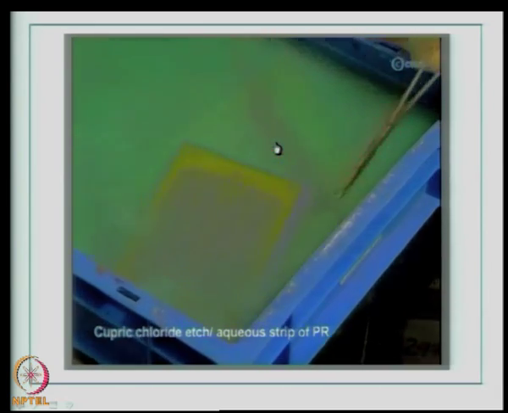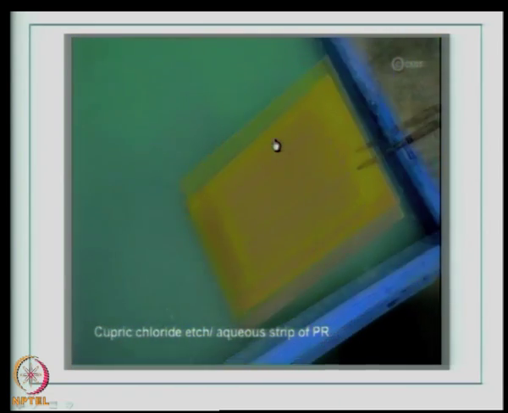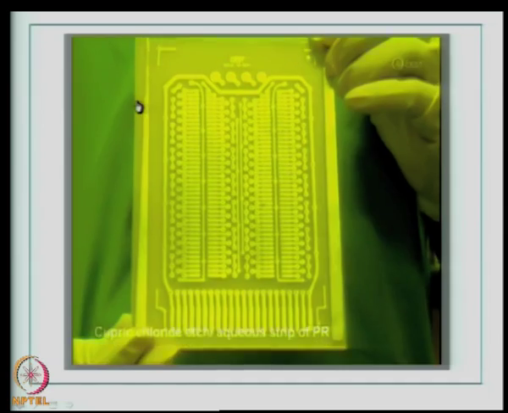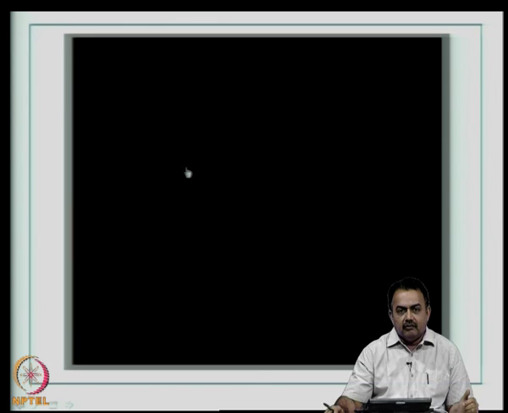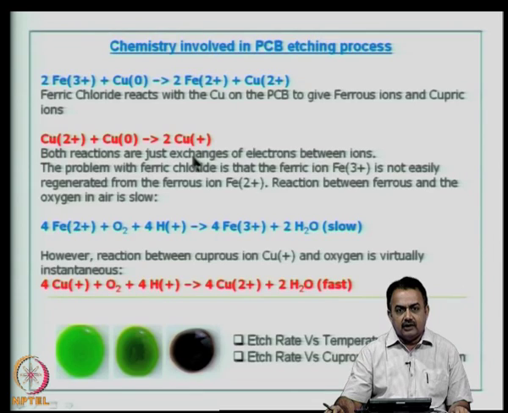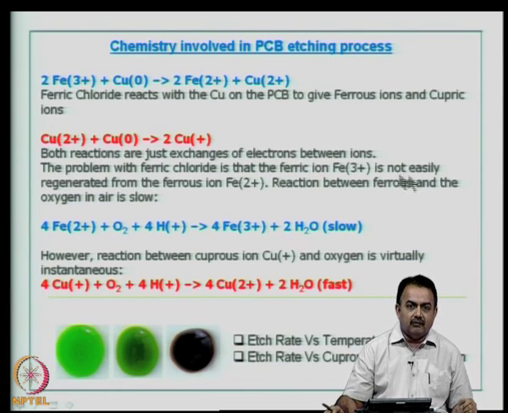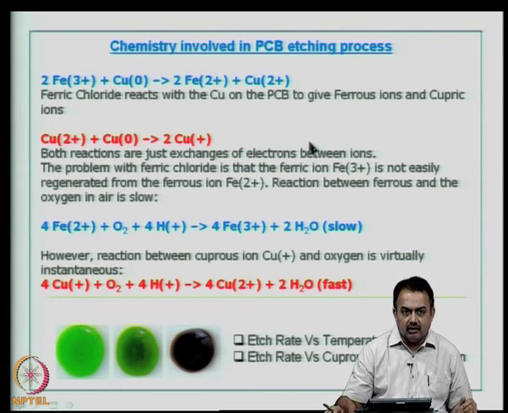Now, this is the stripping chemical, which is basically a hydroxide, potassium hydroxide, which removes the photoresist material. Okay. So, that completes the etching process. Now, let us briefly look into the chemistry involved in PCB etching, that is copper etching.